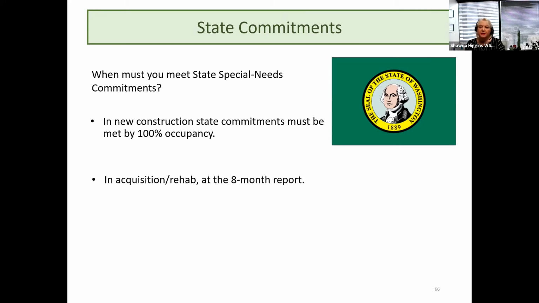In an acquisition rehab, it needs to be met at the 8-month report. And then there's no double counting of commitments. The only one that, yeah, so I mean, this is only disabled and large households.